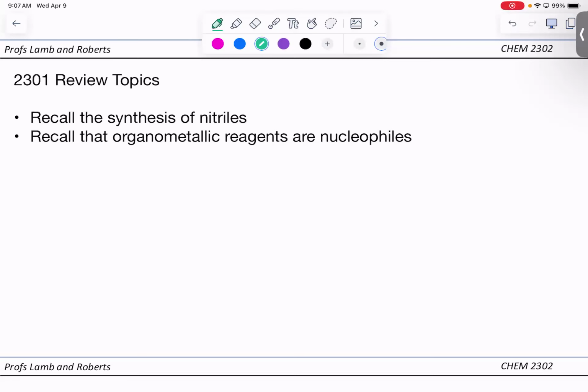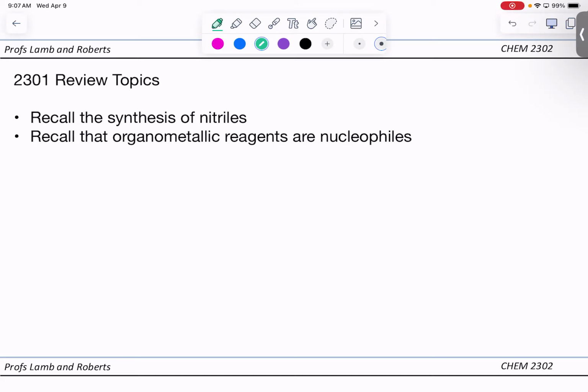So we're gonna work with some nitriles. Remember, we reviewed a few class periods ago how to use alkyl halides and cyanides, or how to make cyanohydrins. So this is going to be really important for this upcoming exam. And we're going to revisit some organometallic reagents.